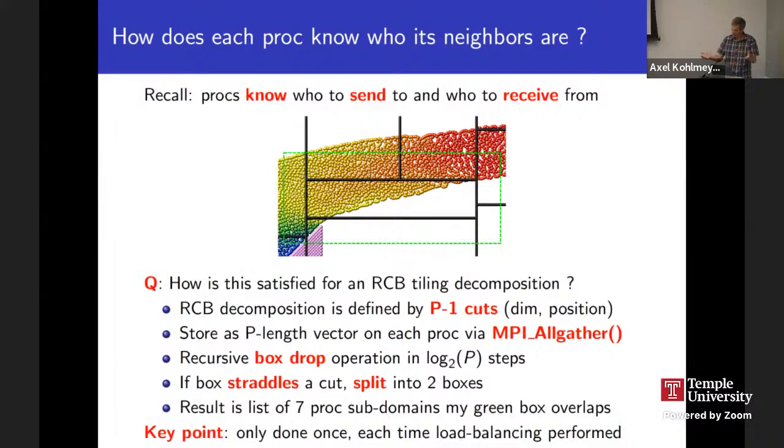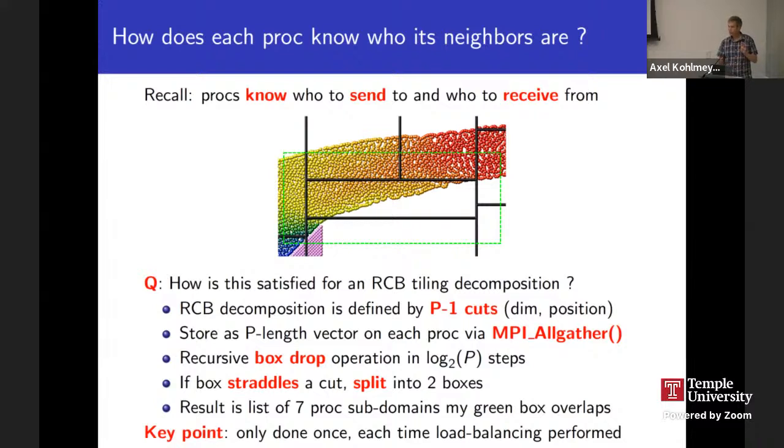All the processors do this simultaneously to figure out their neighbors. Then they know who they're going to send to, or receive from. So again, key point, this may seem like a complicated operation, but it's really very quick. And it only needs to be done once each time the load balance or the partitioning changes.